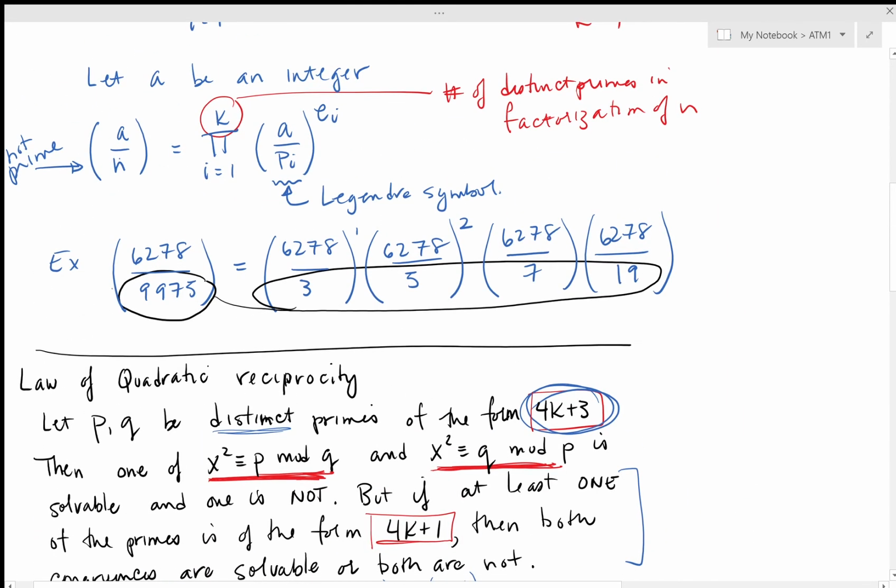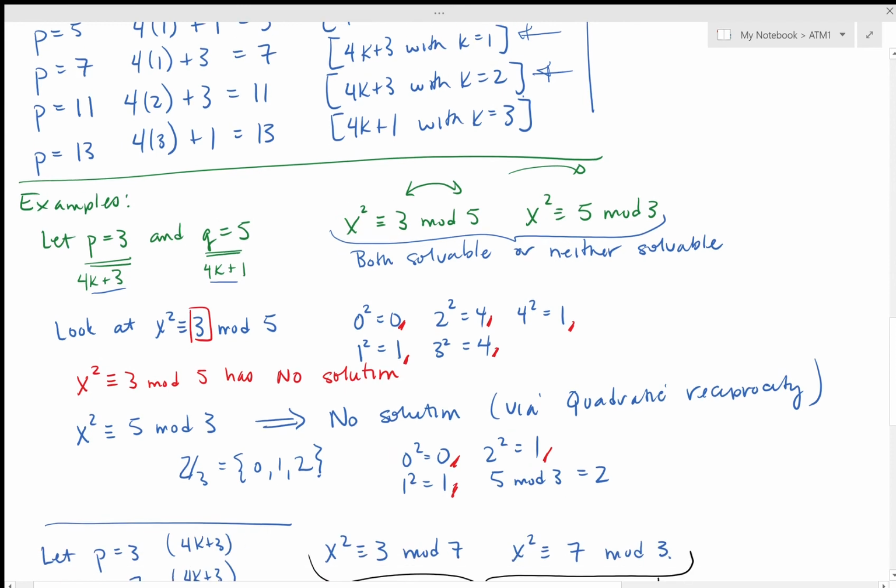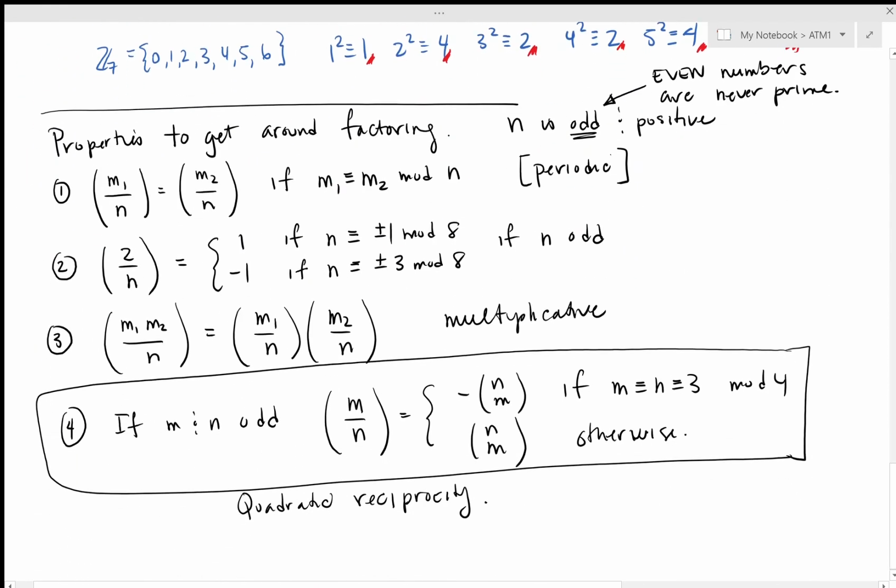When I calculated this Jacobi symbol here, I factored. I factored this 9975 into its prime factors, and I used all those in order to make the calculation. That is what I'm trying to avoid, and I'm going to be using quadratic reciprocity and potentially some of these other features here in order to compute these symbols efficiently.